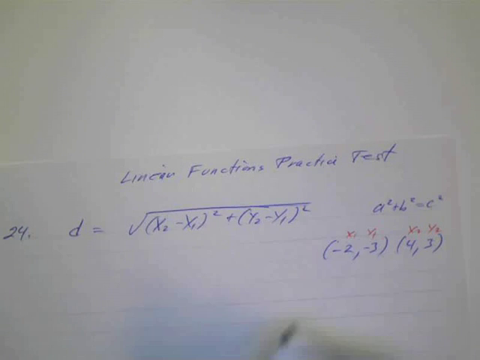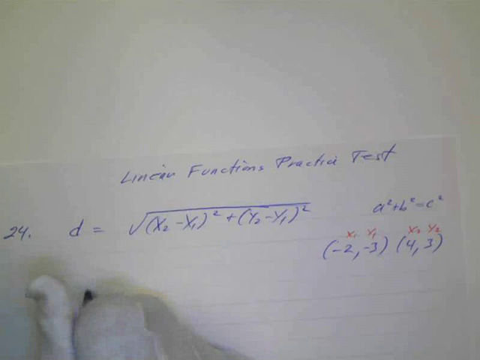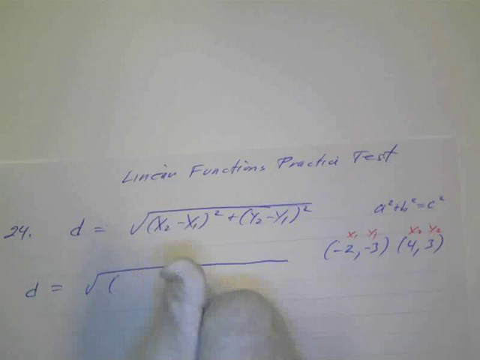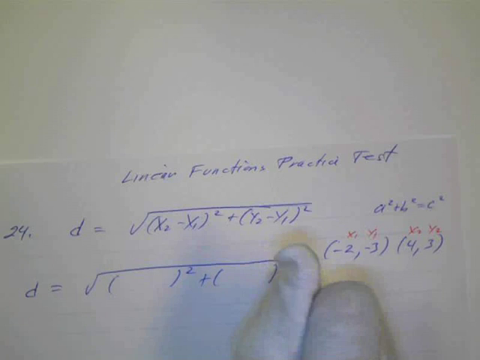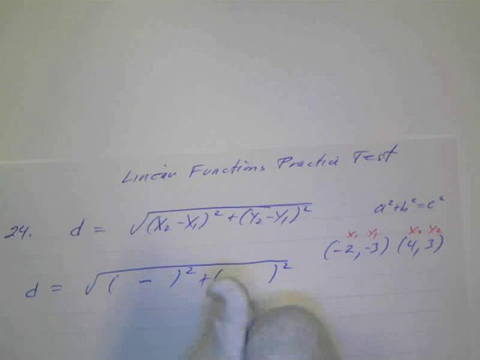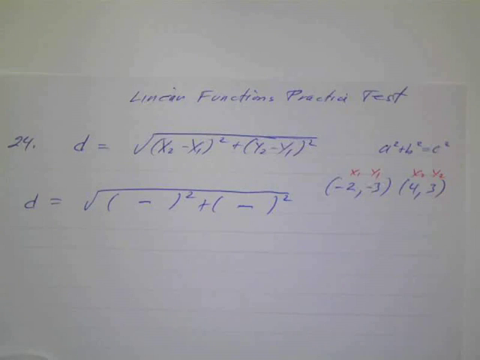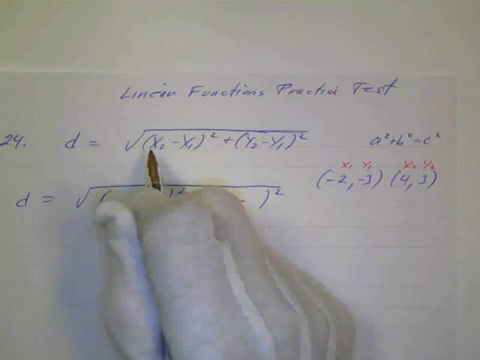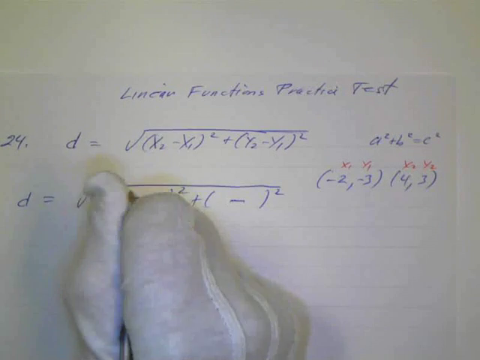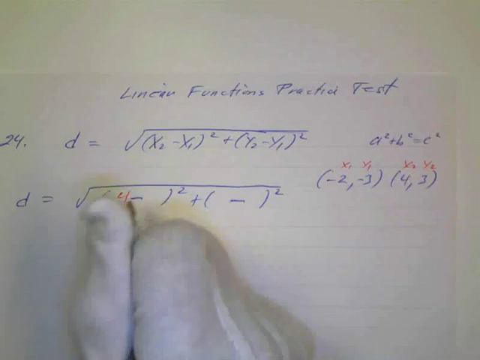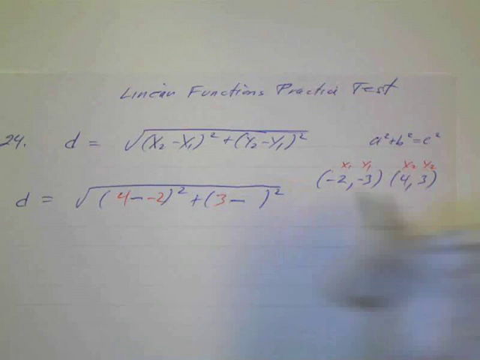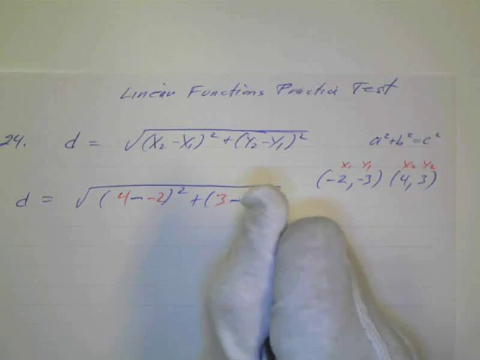So I'll write down my formula again. Distance equals, and we'll just put our values in and substitute from our points. All right. So x2 is what? 4. x sub 1 is -2. y sub 2 is 3. And y sub 1 is -3.